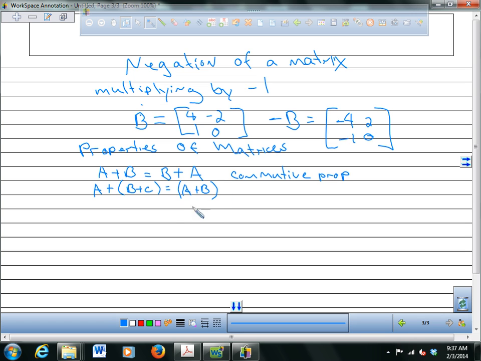This one, A plus B plus C is equal to A plus B plus C, grouped differently. What's that property called? Associative. Very nice. That's called the associative property. So again, all that means is if I'm adding together.